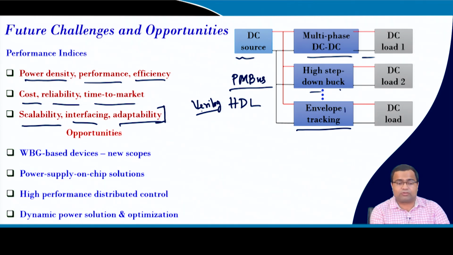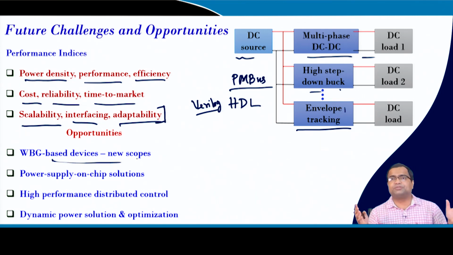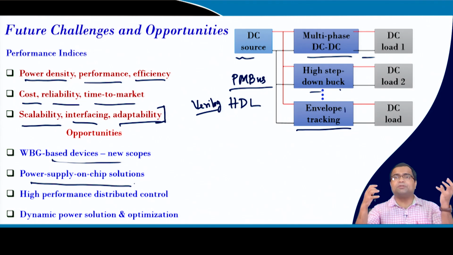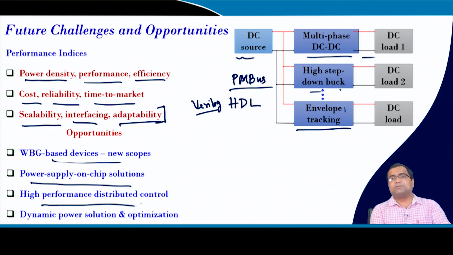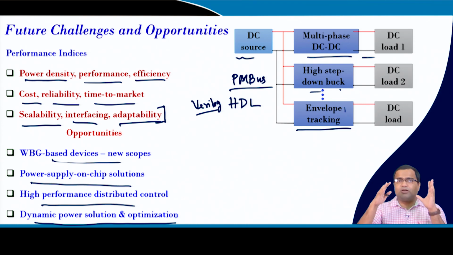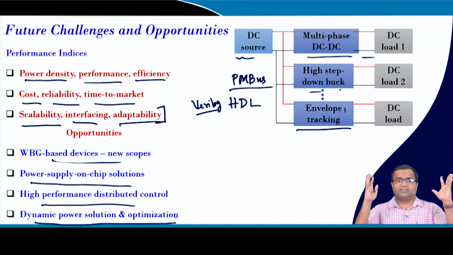Okay. And the opportunity, we are talking about wide bandgap devices offering new opportunity for further size reduction, higher power density, then higher efficiency. And as I said, we are going to witness more use of power supply on chip, the whole power supply size will come down in the near future, and we need very high performance and distributed control, because there will be more interconnected converters. And the dynamic power solution optimization, we talked about DVS, where the power supply voltage of the processor has to be adjusted according to the computational demand, so that we reduce the dynamic power to save energy without violating the real time constraint, right.